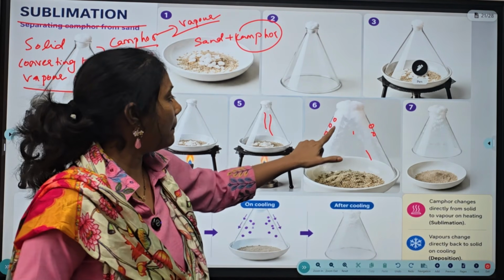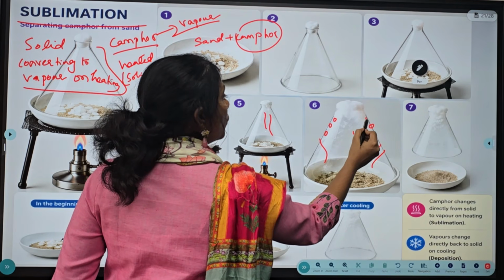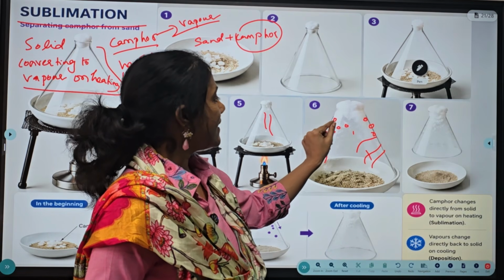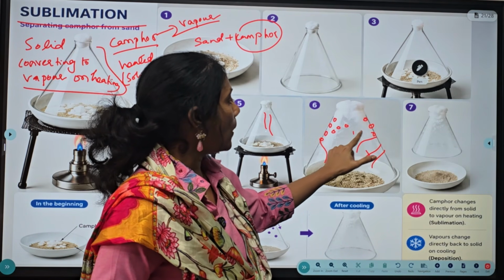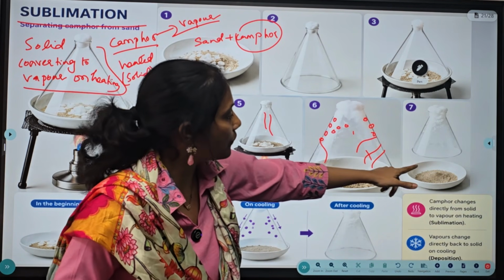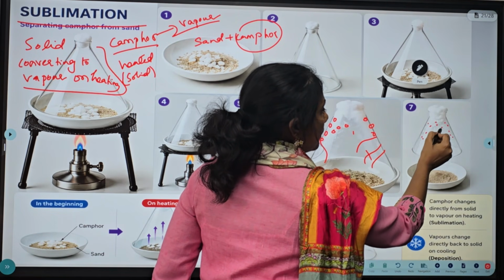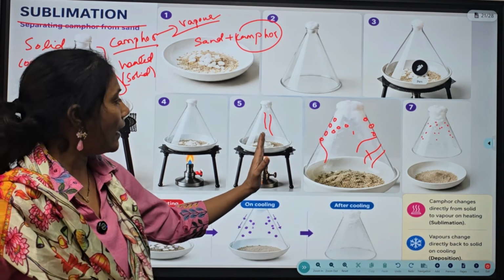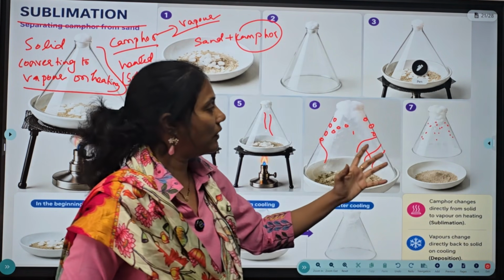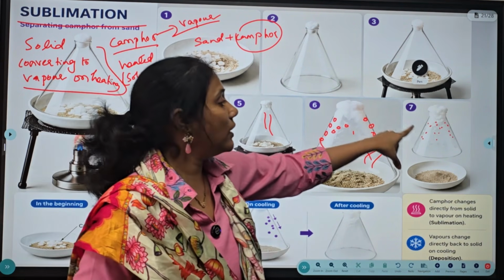The moment the white vapors touch the walls of the funnel, they get cooled and condense back into solid. The camphor crystals get attached onto the funnel. That is how you have separated all the camphor from sand. All your camphor went and stuck onto the funnel. When you heated, the camphor vapors went up, touched the surface of the funnel and condensed, and on condensing it has not become liquid, it has become solid only.